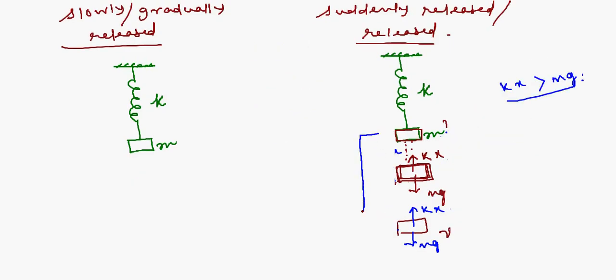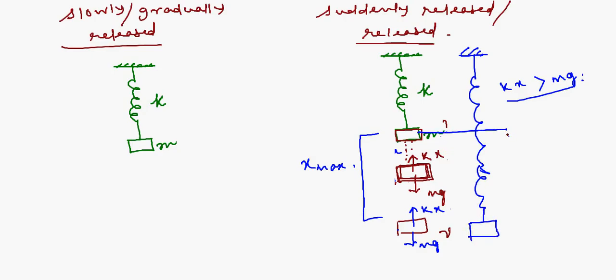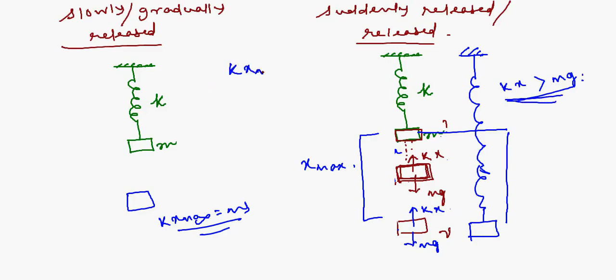So this is the maximum extension in the spring, X max. That means the spring would have been like this up to this, and this length is X max. Like we equalized kx max equals mg earlier, we can't equalize here because kx is greater than mg. So kx max equal to mg, we can't use.